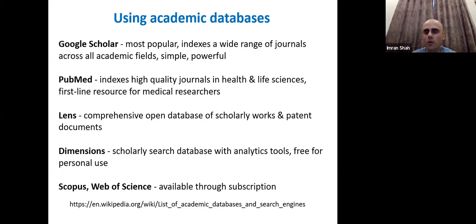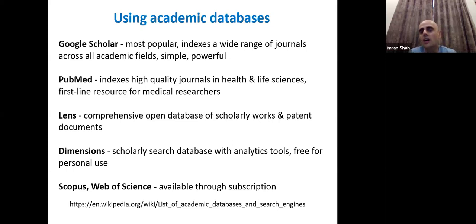Then we go on to PubMed from a medical point of view. PubMed, high quality journals in health and life sciences. It's the first line of resource for anyone who is doing medical research. So PubMed is excellent, but PubMed is narrow. Nowadays, it is not just medical science. It is medical science linked with engineering, with computers, with physics. So we are always on the edge or the crossroads of medical science with other disciplines. So PubMed sometimes restricts us to only medical and health sciences journals. So we sometimes need to go beyond that.